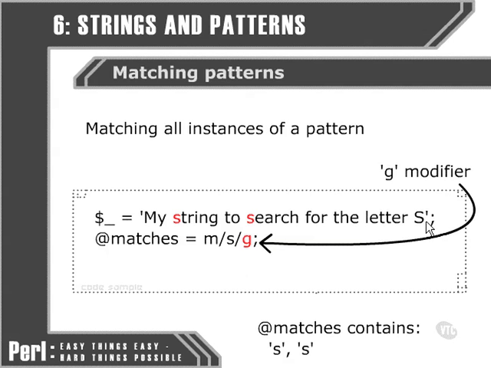We can get round this once again by using the I modifier for case insensitivity. This doesn't conflict in any way with the G modifier. All we need to do is use them both. And once we've used both of those modifiers, then we're able to search both globally and without worrying about case sensitivity. So now the matches array contains two lowercase s's and an uppercase one.